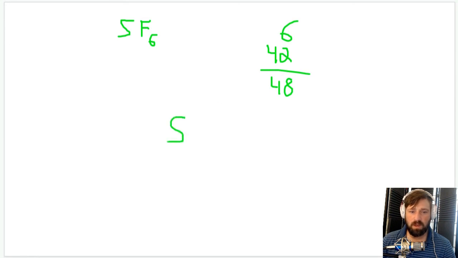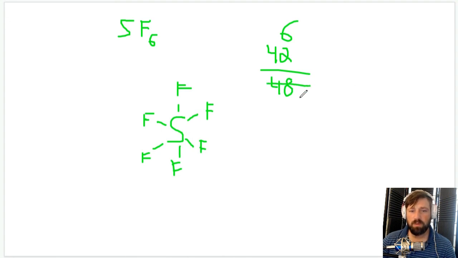Now sulfur is going to be in the middle because it's the least electronegative, and fluorine is going to be arranged around it evenly. And there's going to be one bond between sulfur and each of the fluorines. 1, 2, 3, 4, 5, 6, 7, 8, 9, 10, 11, 12. I used up 12 of these, so I have 36 left. And then I go through and I start adding electrons in, up to 36, and we're down to 0.